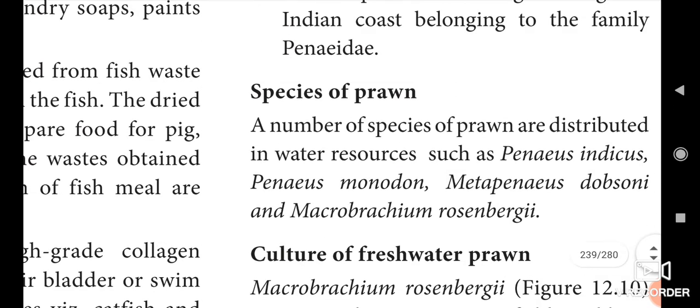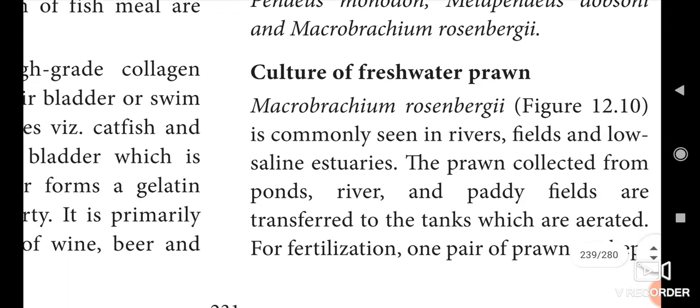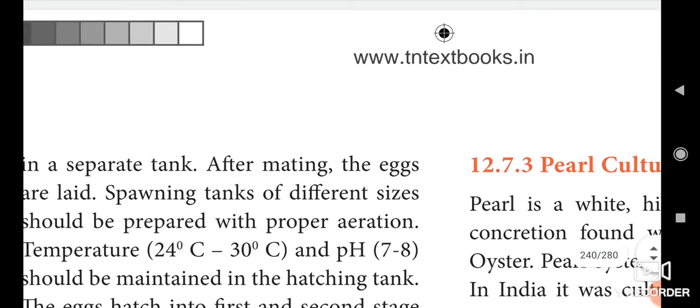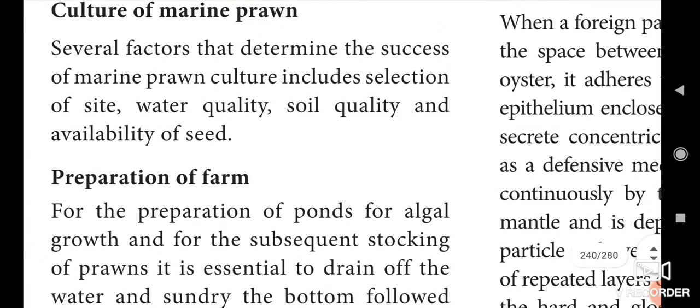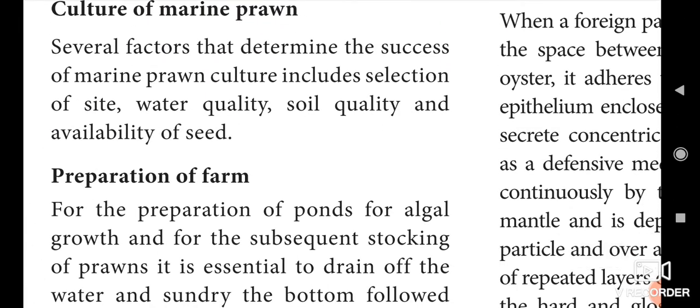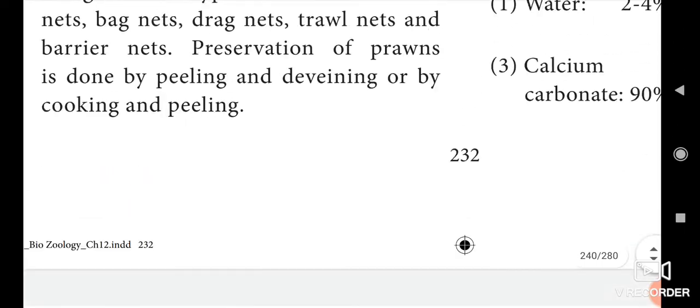fishery. Okay, then what are the species of prawns found in India? That is Penaeus indicus, Penaeus monodon, Metapenaeus dobsoni and Macrobrachium rosenbergii. Then culture of freshwater prawn. Next we see about the culture of marine prawn. Then how will you prepare the farm? That is called the preparation of farm.